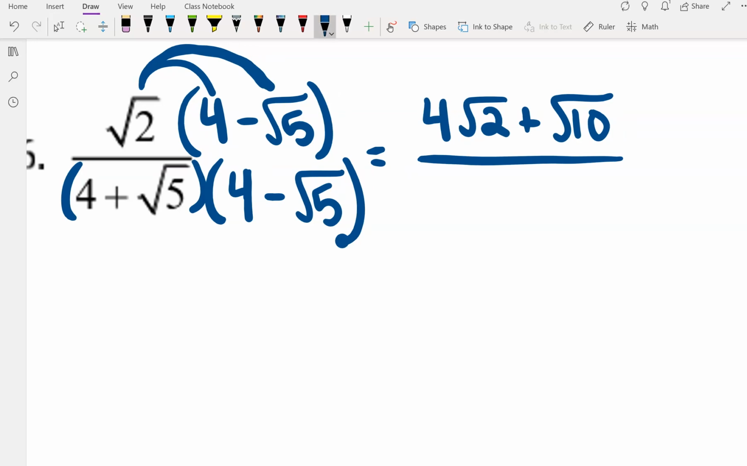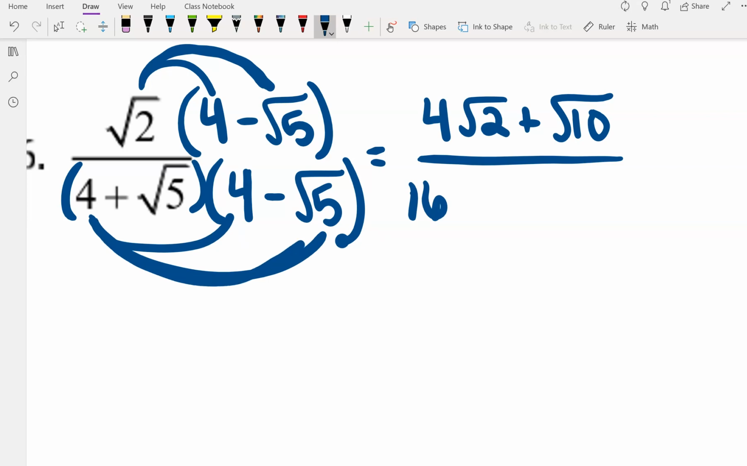On the bottom, I have 2 terms times 2 terms, which means I need to FOIL or double distribute, whatever you call it. So I multiply the 4 by both terms first. So 4 times 4 is 16. 4 times root 5 is 4 root 5. Then I multiply the root 5 by both terms. Root 5 times 4. Oops, I just messed something up.